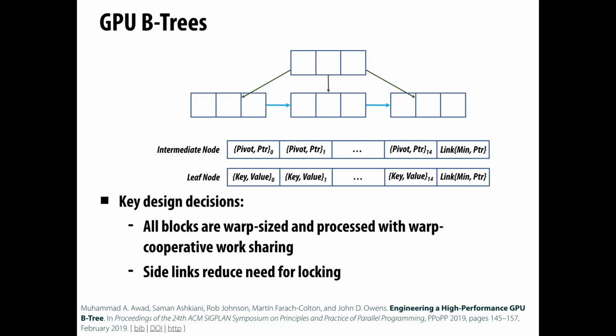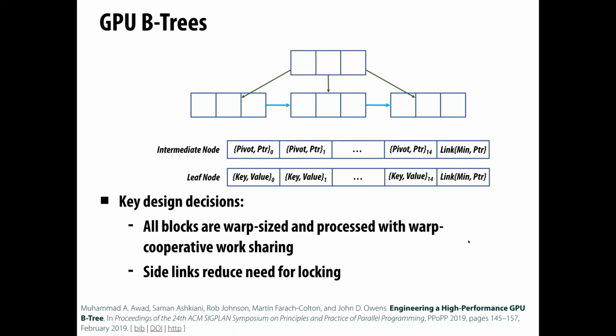And the idea is it's just a tree, but each element in this tree has many descendant pointers. And so we size our intermediate nodes, not surprisingly, to be the size of a GPU cache line. And we're able to use this warp cooperative work sharing strategy so that when we work on a particular node, we're doing it with an entire warp at a time.